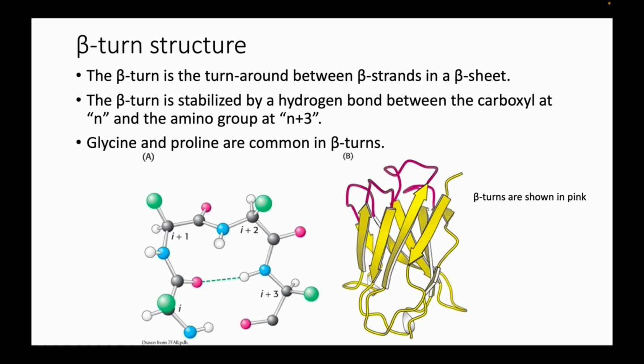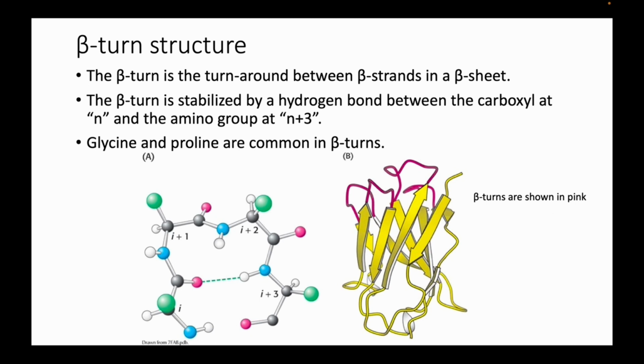Okay, let's talk about beta turns. A beta turn is the turnaround between beta strands in a beta sheet. So for example, here's a beta sheet, and we have a turnaround between this end of the beta strand to get to, oh, it's actually back there, to get to the next one. Or up here, we've got here, turns around and comes into here. So what you see in pink, those are beta turns.